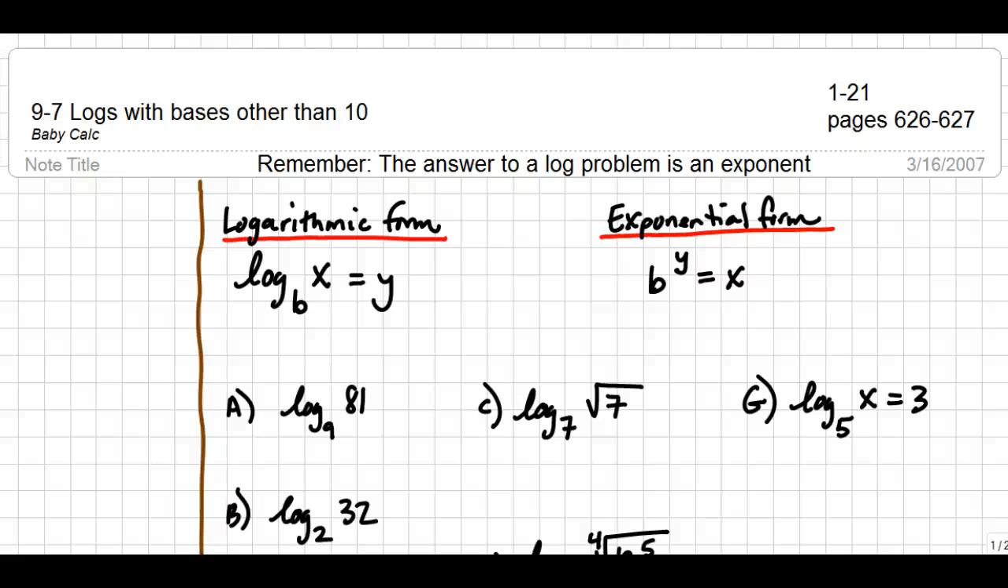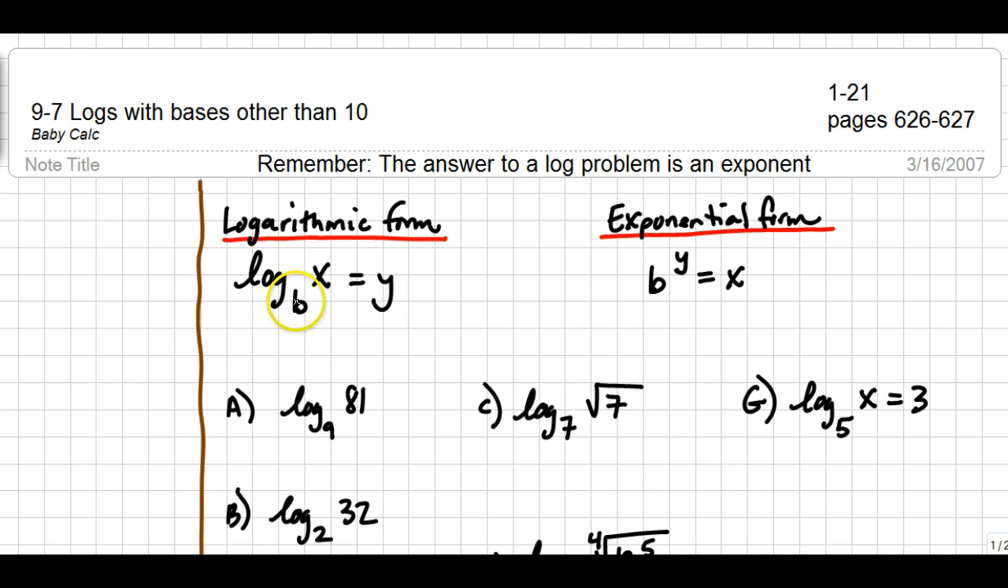This lesson is for Advanced Algebra, Lesson 9-7 on logs with bases other than 10. The last time I talked to students in a video about logs, it was from Lesson 9-5, and we were doing common logs. Common logs have a base of 10. Keep in mind that for a common log, a lot of times the base is not even given.